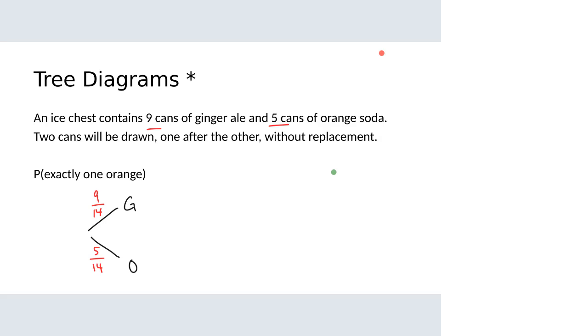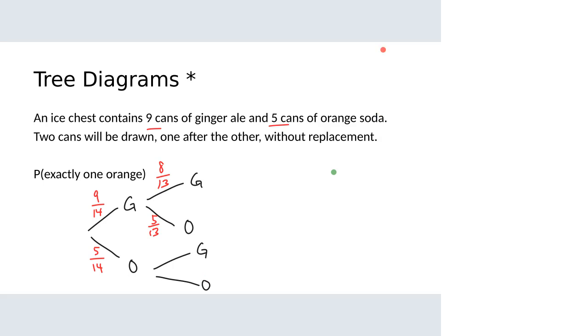Then we're going to take a second can out that's either going to be ginger ale or orange. Now, if we're up here, that means the first one we picked was ginger ale. And so now we have 13 left in the ice chest, and we had 9 ginger ale to start with. We picked a ginger ale, so there's 8 left. We had 5 orange when we started. We picked out a ginger ale, so we still have 5 orange left out of the 13 that are in the ice chest. Right? The first one could be orange, and then the second one's either going to be ginger ale or orange.